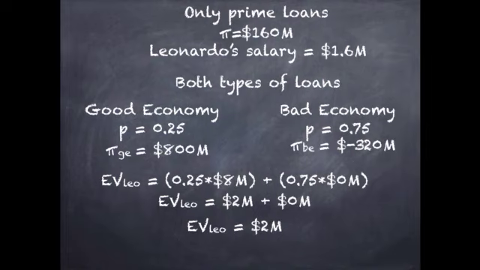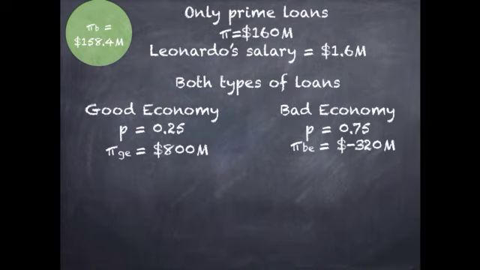So let's look at what's actually going to be the profits of the bank, because we have to also include Leonardo's salary in their profit calculations. We just looked at expected profits before. Now we want to include the cost of Leonardo's salary. If they engage in only prime loans, the profits of the bank are going to be equal to $158.4 million. They were going to make $160 million. They have to pay Leonardo 1% of that, so they get to keep 99% of that $160 million profit.